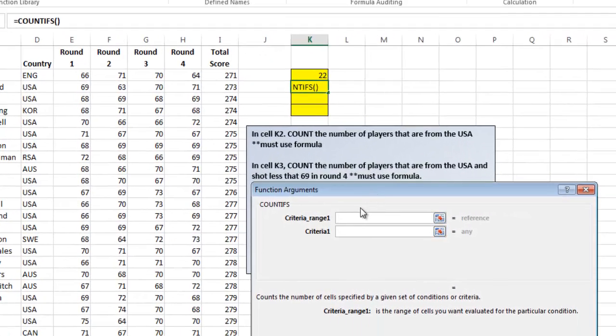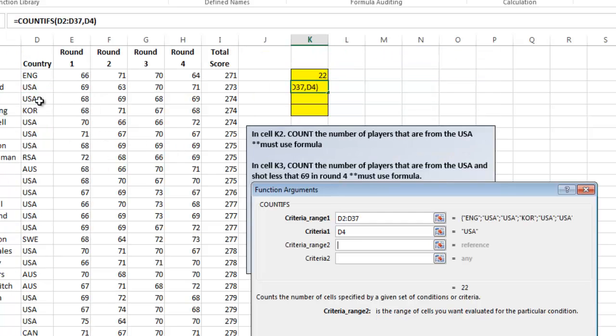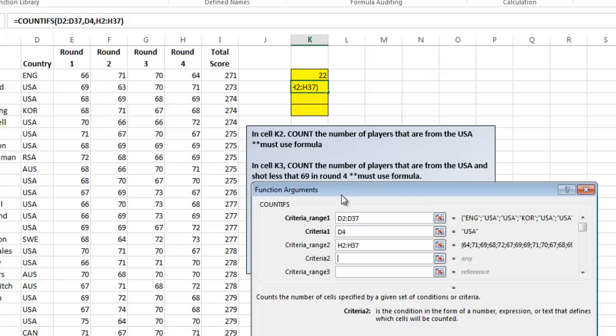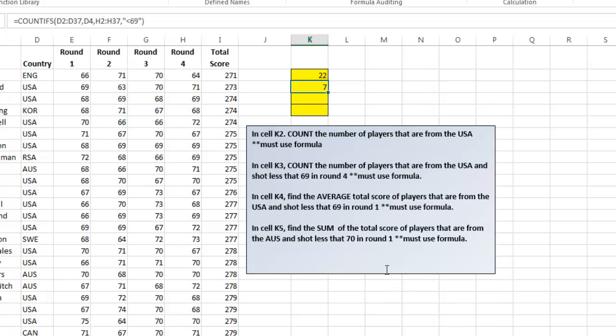So my criteria ranges, I've got country and round 4. It doesn't matter what order you do them in. I'm going to do them in the order that they're written in the sentence. So I'll say country, and again I'm looking for USA. Tab on down, my criteria range, round 4 is my second criteria, and I am looking for people who are less than 69. So less than 69, that feels wrong to write. It's like half of an inequality. In other words, I'm looking for the cells in this range which meet this criteria. And I click OK, and apparently there are 7 people from the US that shot less than 69 in round 4. Those are your COUNTIFS functions.